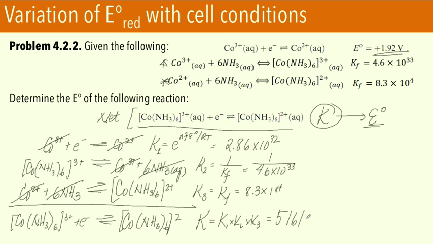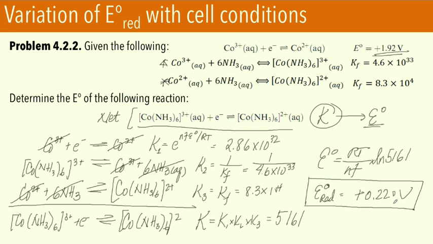So that is just equal to E0 is equal to RT over nF. Okay, so again, our R is just 8.314 joules per mole Kelvin. Our temperature is 298.15 K. Our number of moles of electrons per mole of reaction as written is 1, and our Faraday's constant is 96485 coulombs per mole electron, and we just multiply this by the ln of our K, so that is 5161. Okay, so upon calculation, our standard reduction potential for the reaction of interest is equal to positive 0.220 volts. All right, so this is the general strategy for determining the potentials of different reactions based on the equilibrium constants of different precipitation or complexation reactions and the corresponding potential of the half reaction.